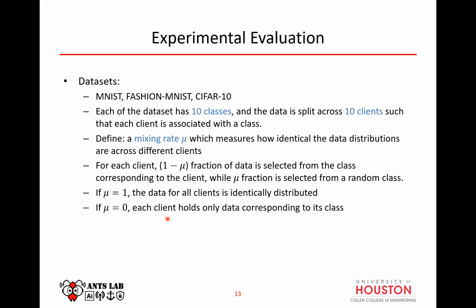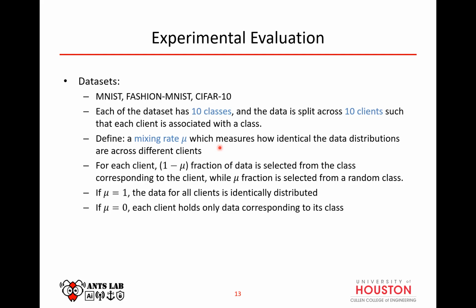Okay. First, they chose these data sets because they all have 10 classes, and they're only using 10 clients for the simulation, such that every client is associated with one class. Like client 1 gets class 1, client 2 gets class 2. They first do this kind of division. But in this case, if mu equals 0, it means each client only has one class, right?